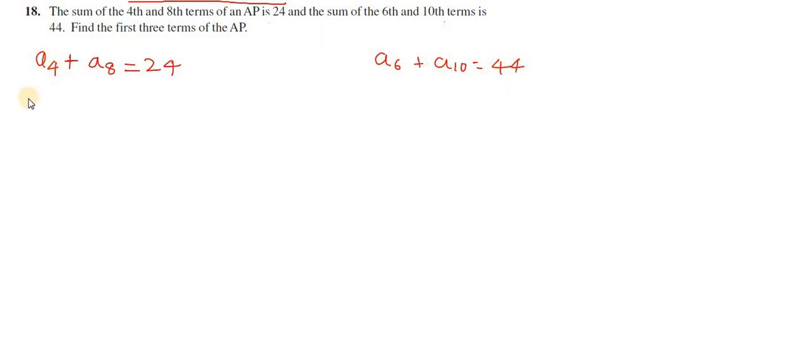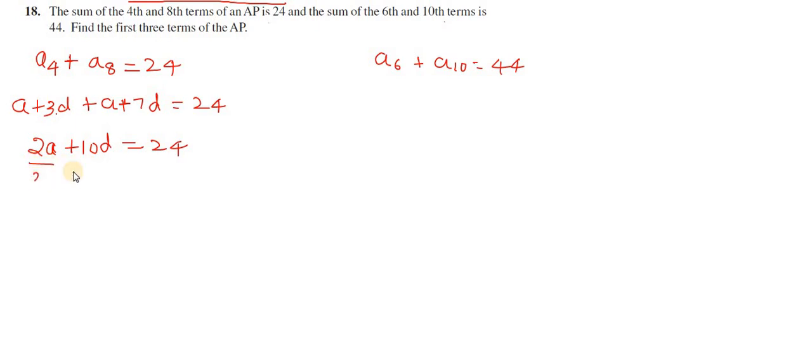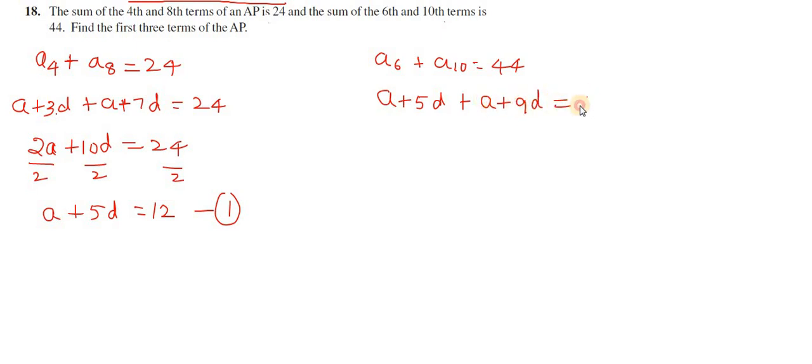Okay, so now a4 is nothing but a plus 3d, plus a8, which is a plus 7d, which is equal to 24. A plus a is 2a; group the like terms and add: 2a, and 3d plus 7d, 10d, which is equal to 24. Now you may see that 2 is common in the entire equation, so you can take out 2 as common. So 2 divided by 2 is 1a, plus 10 divided by 2 is 5d, which is equal to 24 divided by 2, that is 12. Call this equation 1. Okay, now here also a6 is nothing but a plus 5d, plus a10, which is a plus 9d, which is equal to 44.